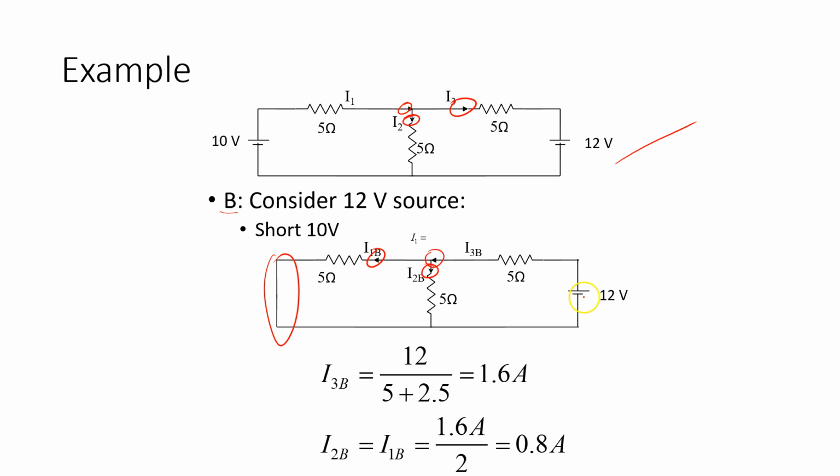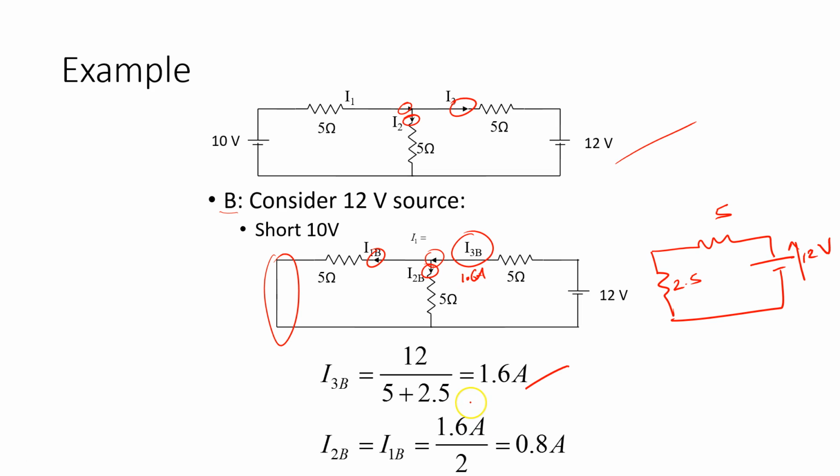So here now I just did it so the 12 volts will be positive. Otherwise, if I put them in the other direction, I would have to say 0 volts minus 12 volts. So anyway, again, we could simplify this circuit, and this would give us a circuit like this: 5, 2.5, and 12 volts. So I have 12 over 5 plus 2.5, which is 1.6 amps, which is this current here, 1.6 amps. And then that splits equally between these two since the resistances are equal, so I get 0.8 amps each.